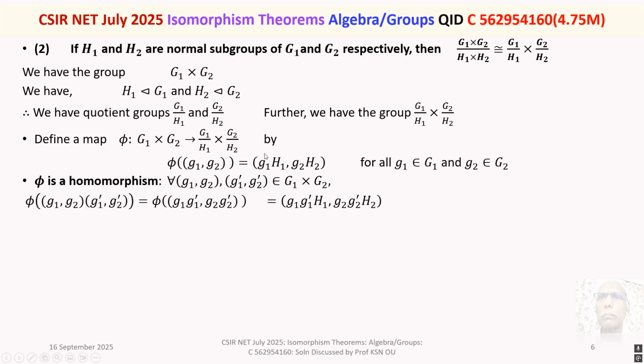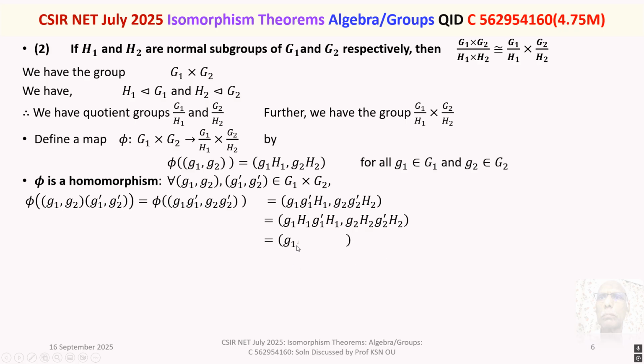Then by definition of phi, it will go to the ordered pair (g1 H1, g2 H2), the left cosets. Now, H1 and H2 are normal subgroups. Therefore, (g1 g1' H1) is equal to g1 H1 multiplied by g1' H1. Similarly, g2 H2 multiplied by g2' H2.